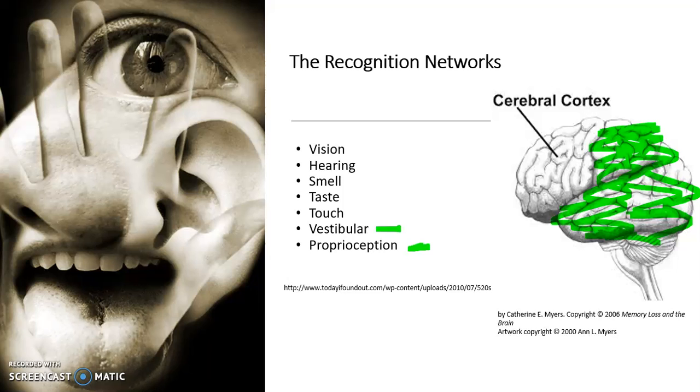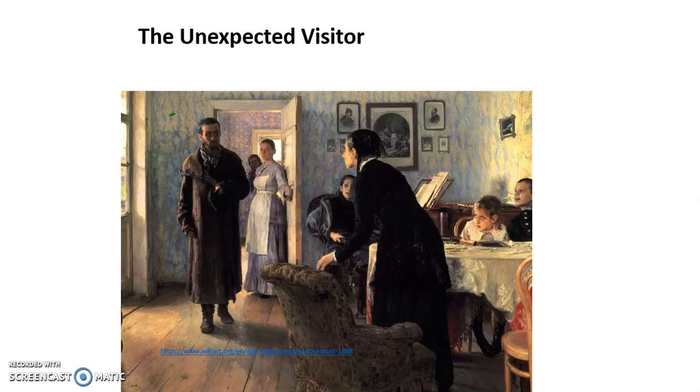A huge amount of information is coming to our brain through our senses. These networks enable us to recognize voices and faces, letters, words, complex patterns such as author's style and nuances, as well as abstract patterns and concepts such as justice or even calculus. Take, for example, this painting by Russian artist Repin in 1888.